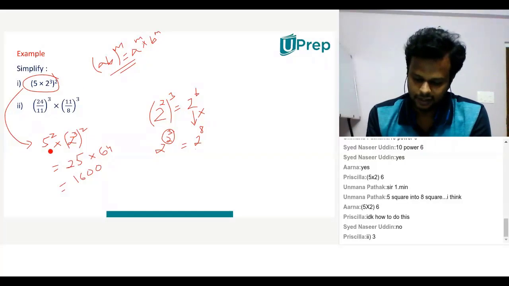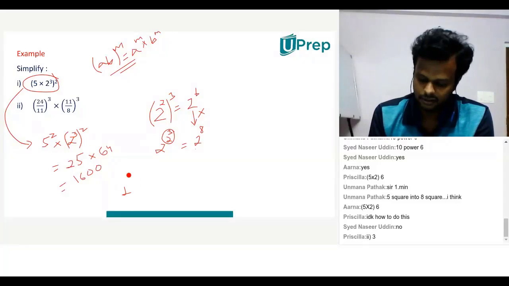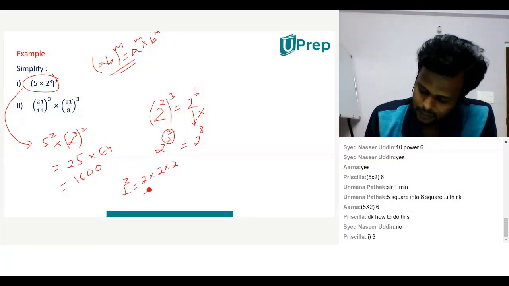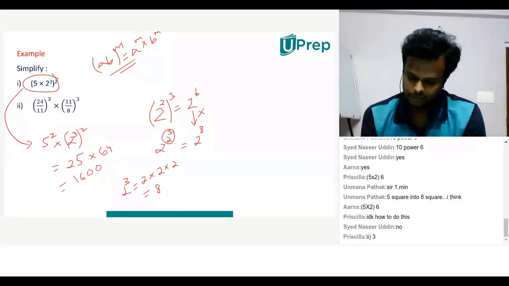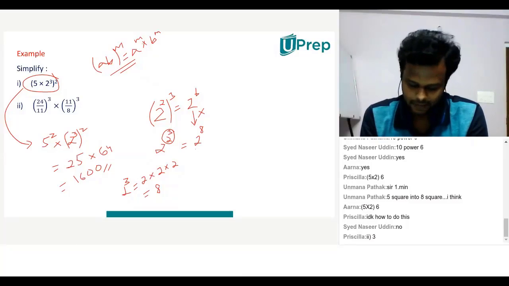So I write 5 square because the power is 2 here, and (2 cube) square. Now 5 square is nothing but 25. 2 cube is, children, 2 into 2 into 2, which is 8. So now I have a square for this 8. 8 square is 64, 5 square is 25. If I multiply both, I'll get 1600.